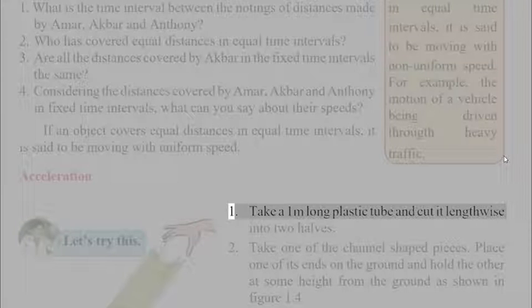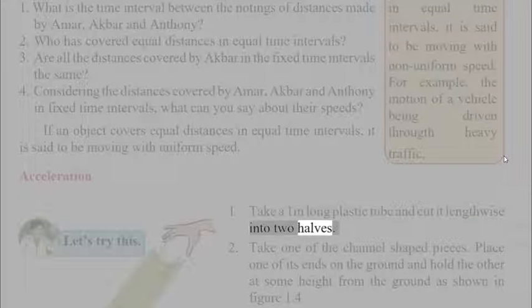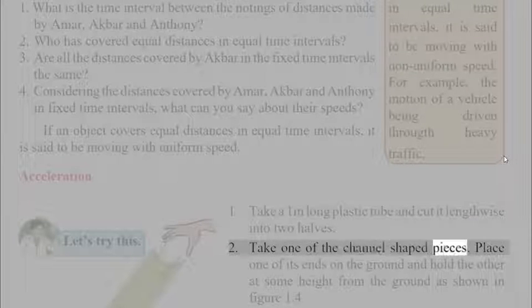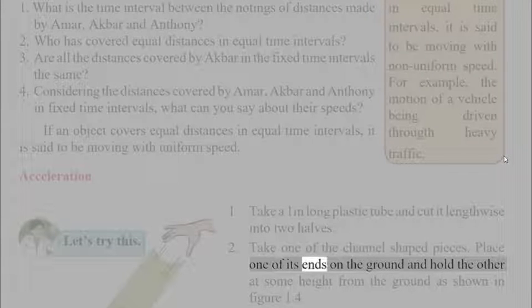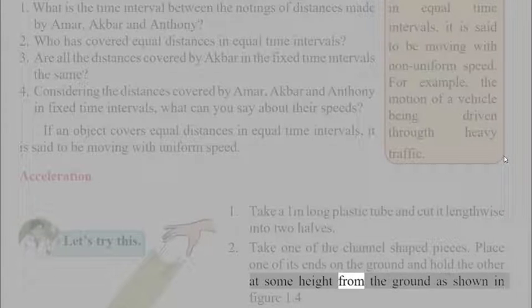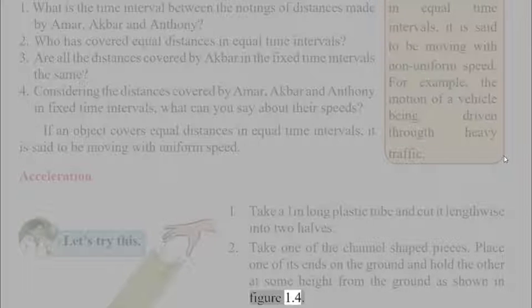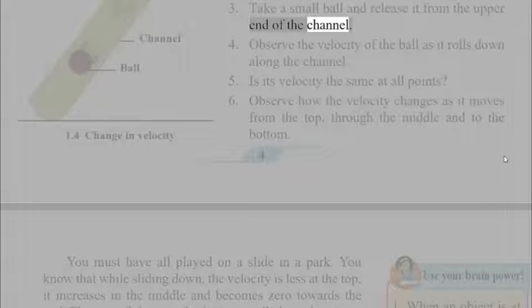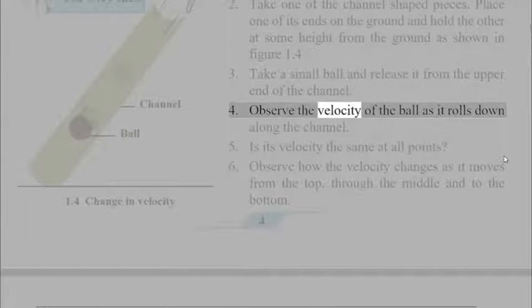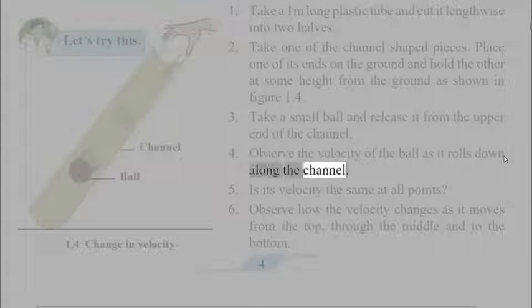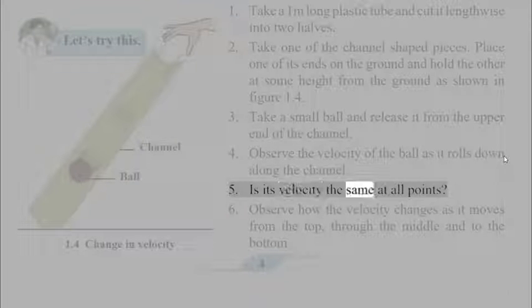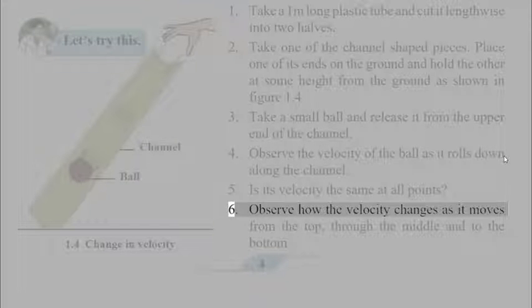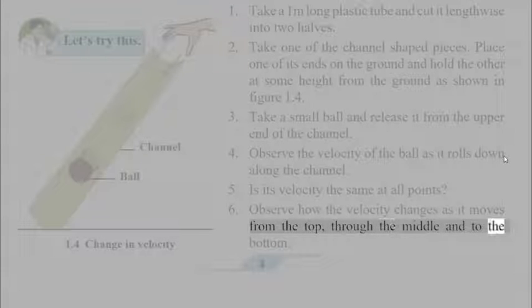Acceleration. 1. Take a 1 m long plastic tube and cut it lengthwise into 2 halves. 2. Take one of the channel-shaped pieces. Place one of its ends on the ground and hold the other at some height from the ground as shown in figure 1.4. 3. Take a small ball and release it from the upper end of the channel. 4. Observe the velocity of the ball as it rolls down along the channel. 5. Is its velocity the same at all points? 6. Observe how the velocity changes as it moves from the top, through the middle and to the bottom.